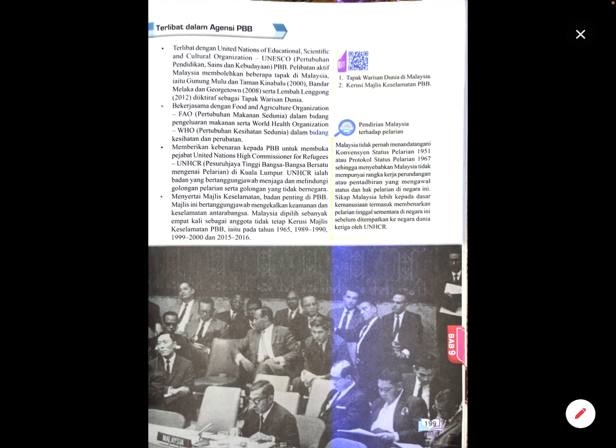So they also joined the Majlis Keselamatan Badan-Badan di PBB, which is responsible for maintaining the peace and security between nations. So they also joined this Majlis Keselamatan, which is mainly for maintaining peace.